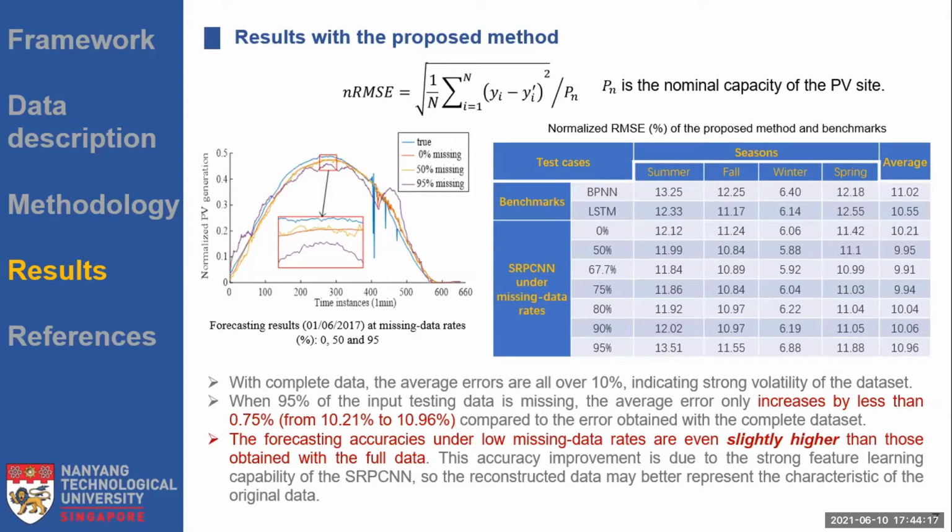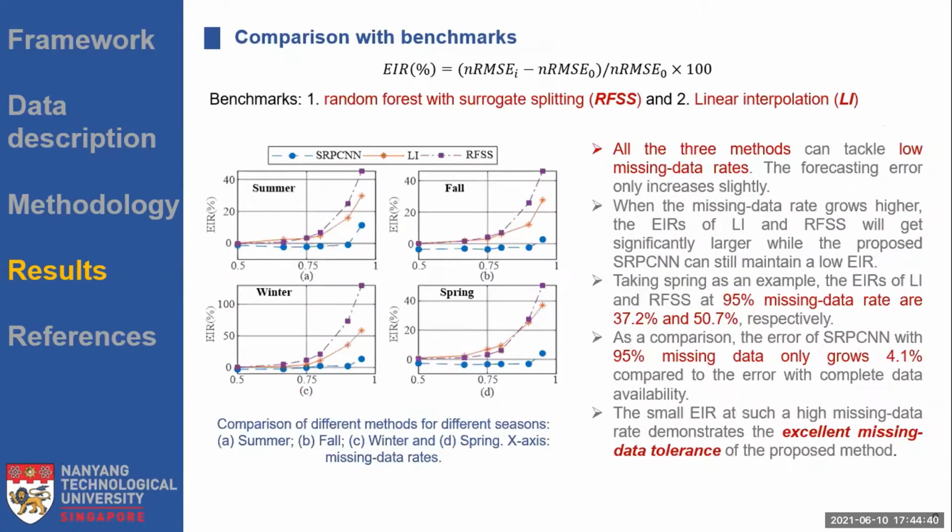We can see that even when 95% of the input data is missing, the average error only increased by less than 0.75%, from 10.21 to 10.96. So this indicates the excellent missing data tolerance of the proposed method.